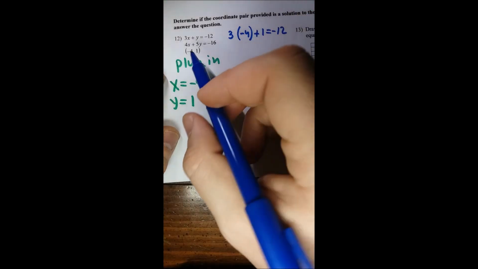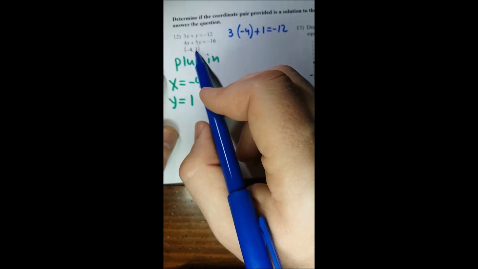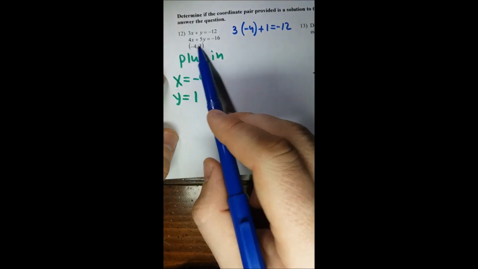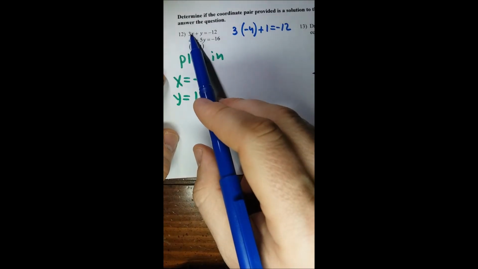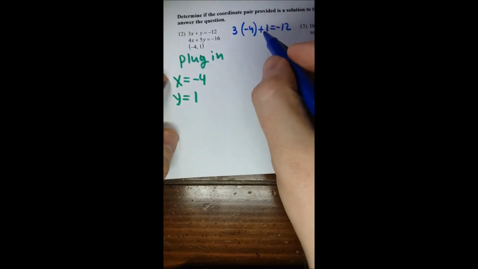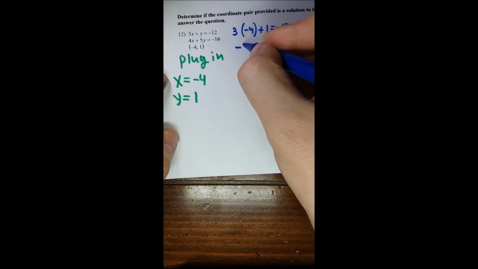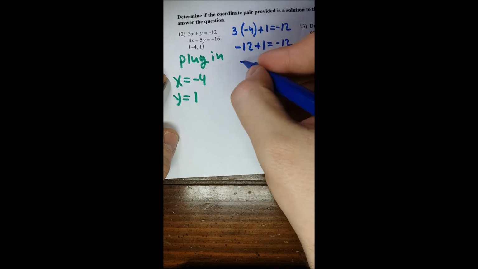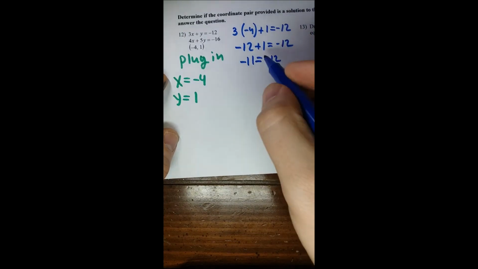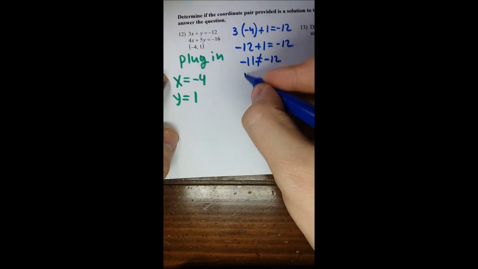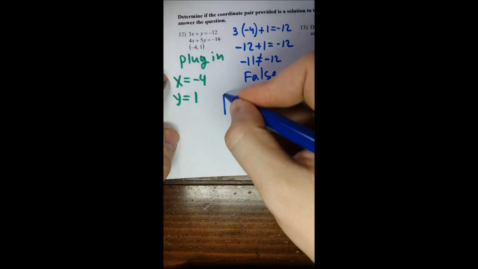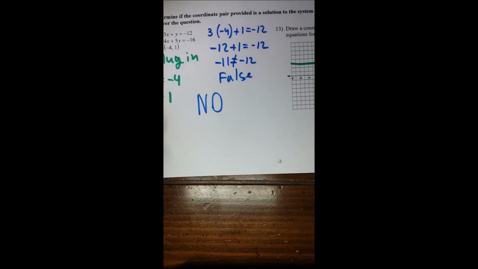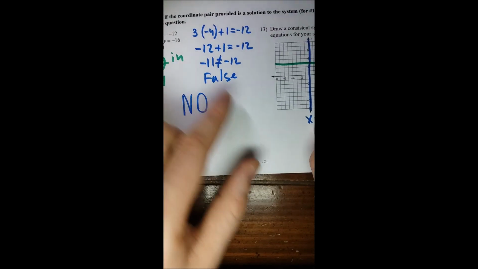For number 12, you got to see if the point (-4, 1) is the solution to the system. So you got to plug in x is -4, y is 1, okay? Plug them in. So 3 times -4 plus 1 should equal -12. So -12 plus 1 equals -12. -12 plus 1 is -11, equals -12. That is unequal. It's not equal, so the answer is false. So the answer is no, it is not a solution, okay? That's how you do that. If it was true, then yeah, we would have checked both equations.